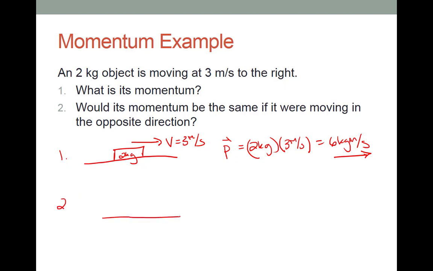If I had the object moving at 3 meters per second to the left, then the momentum would still have a magnitude of 6 kilogram meters per second. But the direction changes. So the momentum is not the same because of that change in direction.